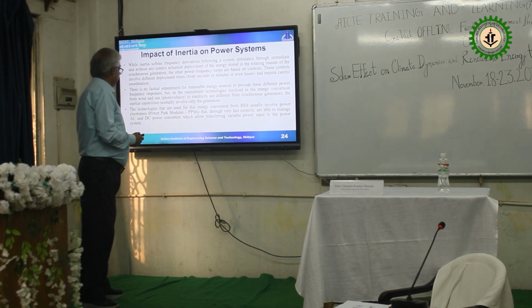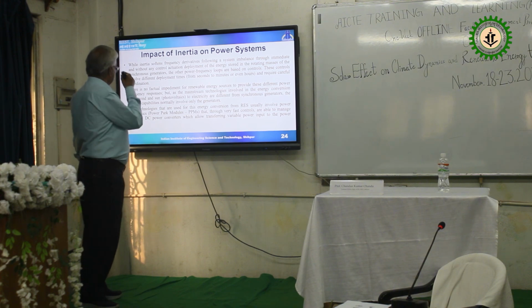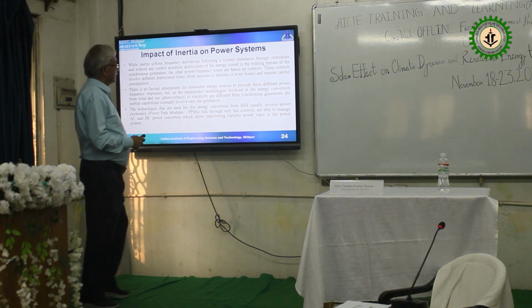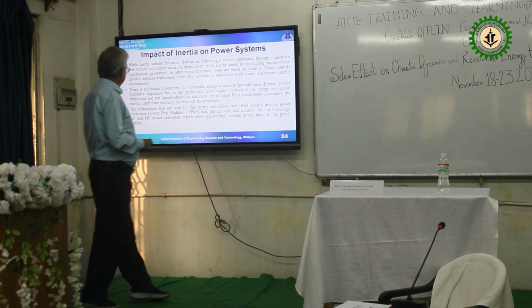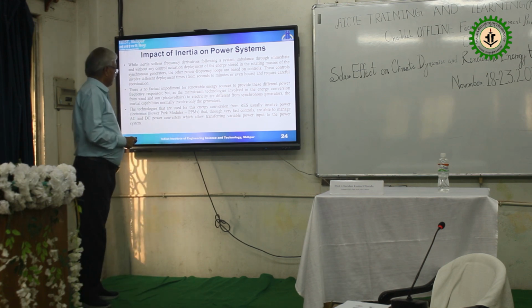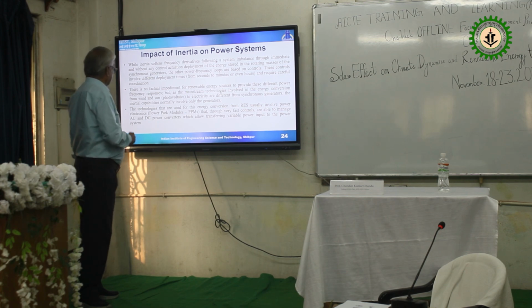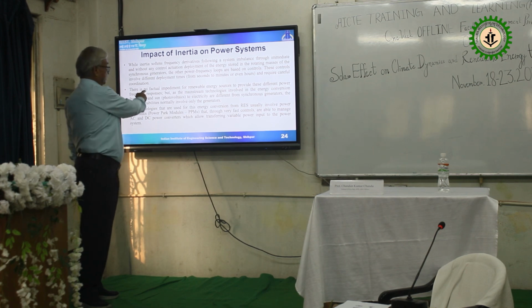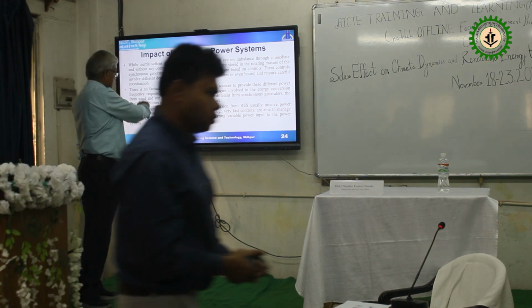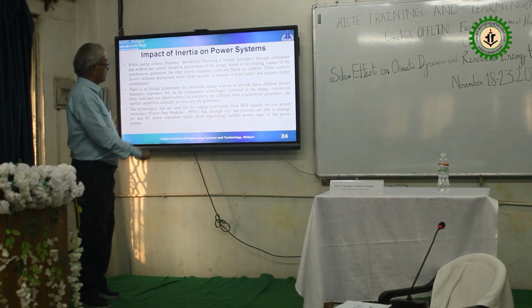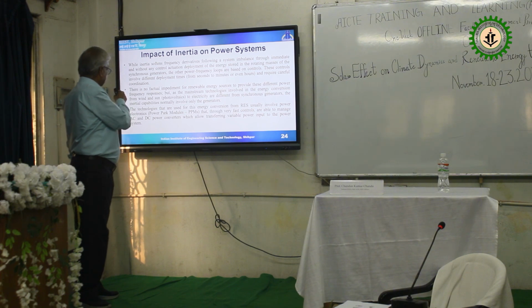So there is no factual impediment for renewable energy sources to provide power at different frequencies. But as a mainstream technology, energy conversion from wind and sun, photovoltaics, is not the thermal one. Thermal has a little bit of inertia. Electricity is different from the synchronous generator. The internal capability normally involves only the generator.